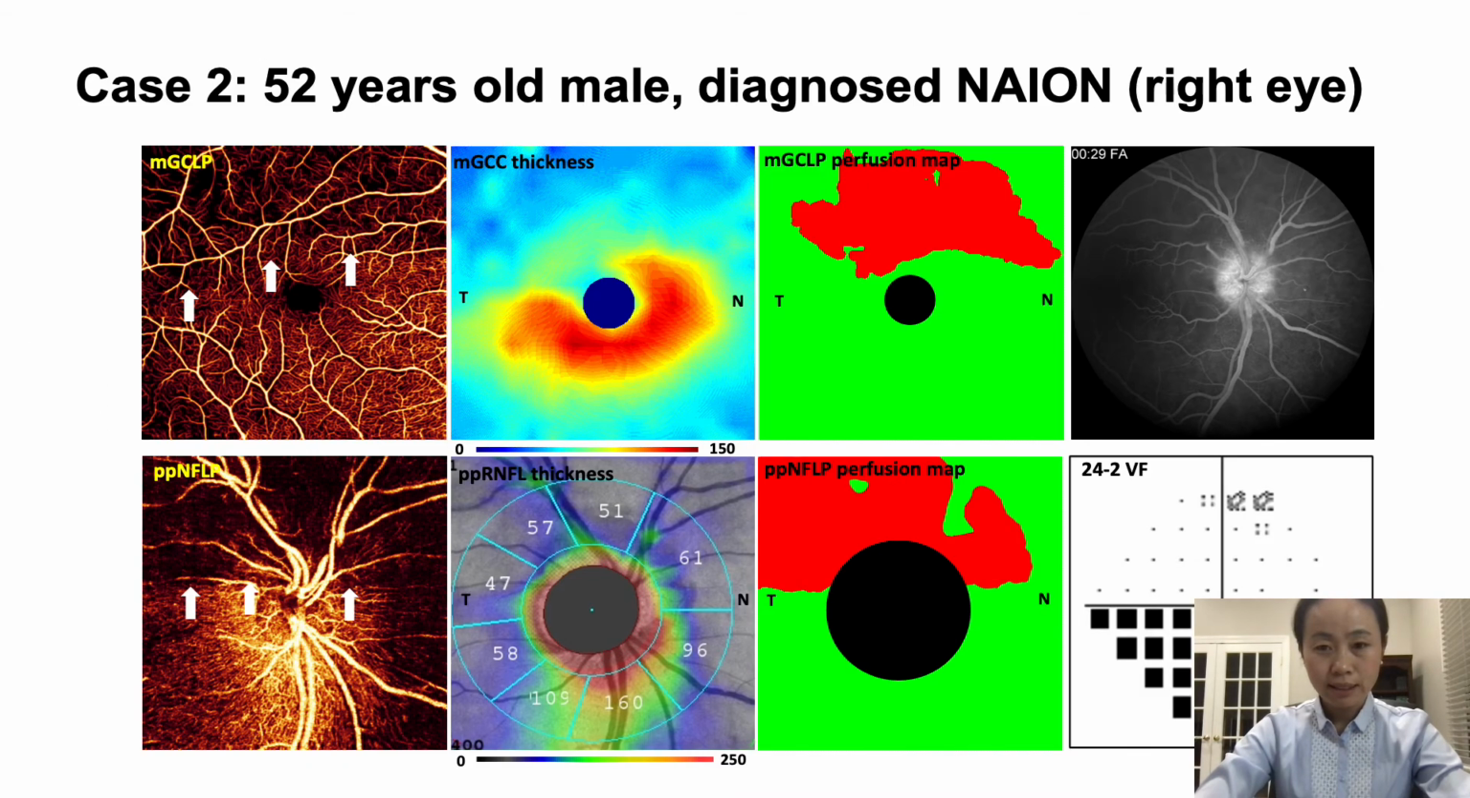The second case is a 52-year-old male. He was diagnosed with NAION in the right eye about 3 months ago. On structural OCT and OCTA scans, this case showed a horizontal superior hemisphere defect, which corresponded well with inferior visual field loss.